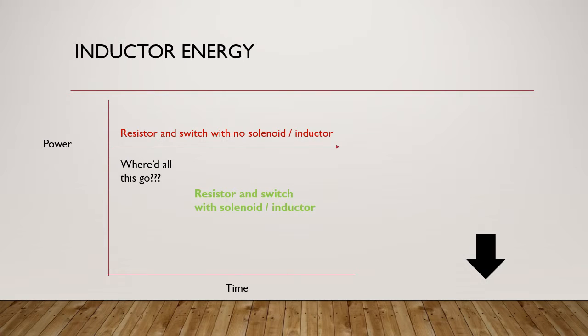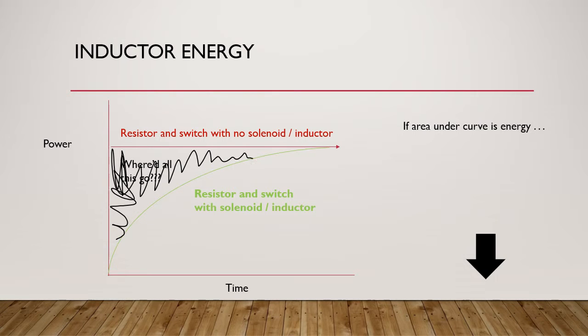If we have the solenoid and the inductor, we get a line that looks like that. We get that curved line where it starts out with very little power because there's no current. And over time, we reach the same power rating we would have had with no solenoid and no inductor. But you can see there's a gap there. I'm going to color that in. All this stuff over here is energy we didn't get.